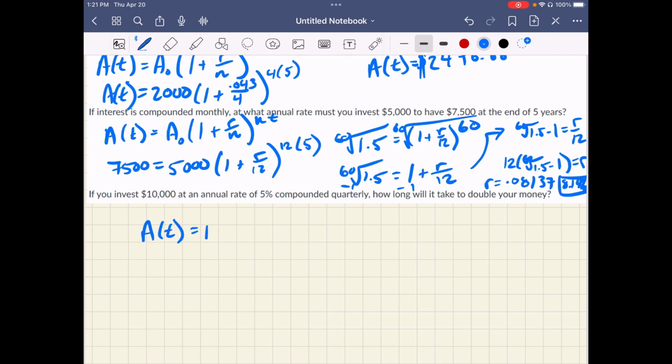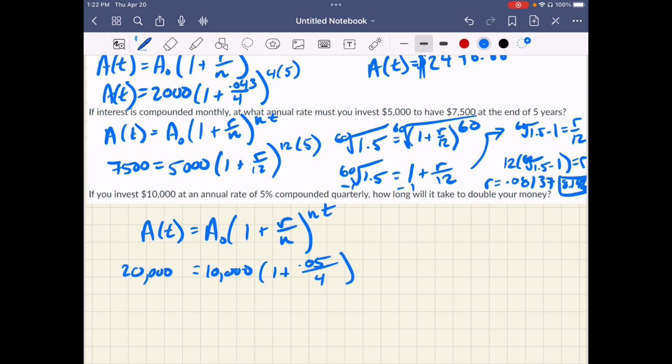So I have A of t equals A sub 0 times 1 plus r over n to the nt. All right, so it says if I invest $10,000 at a rate of 5% compounded quarterly, how long will it take to double my money? So I know if I invested 10,000, I'm going to end up with 20,000, right? Because that's doubled. Out of 1 plus 5%, so 0.05 divided by 4, and that comes from being compounded quarterly, and that's going to be to the 4t. t is our unknown. I don't know how long it will take to double my money.